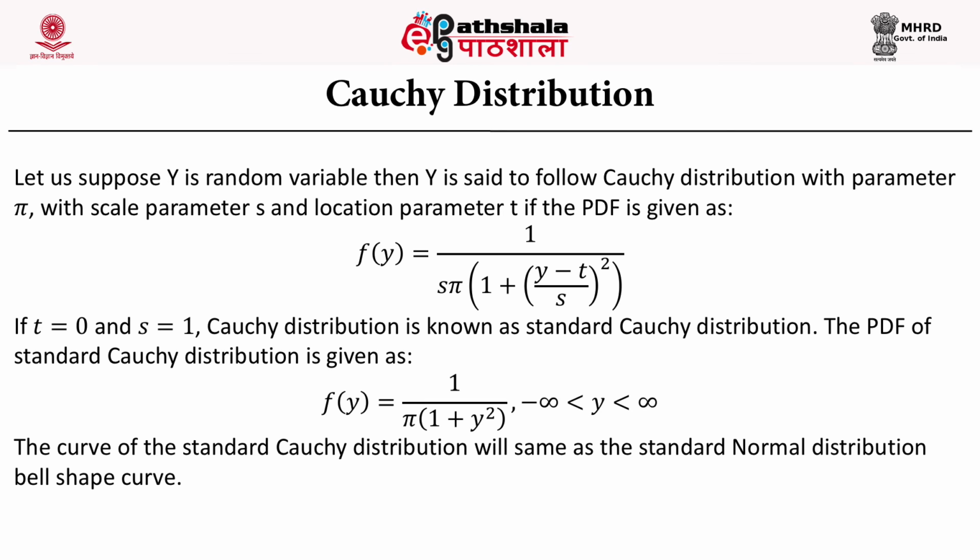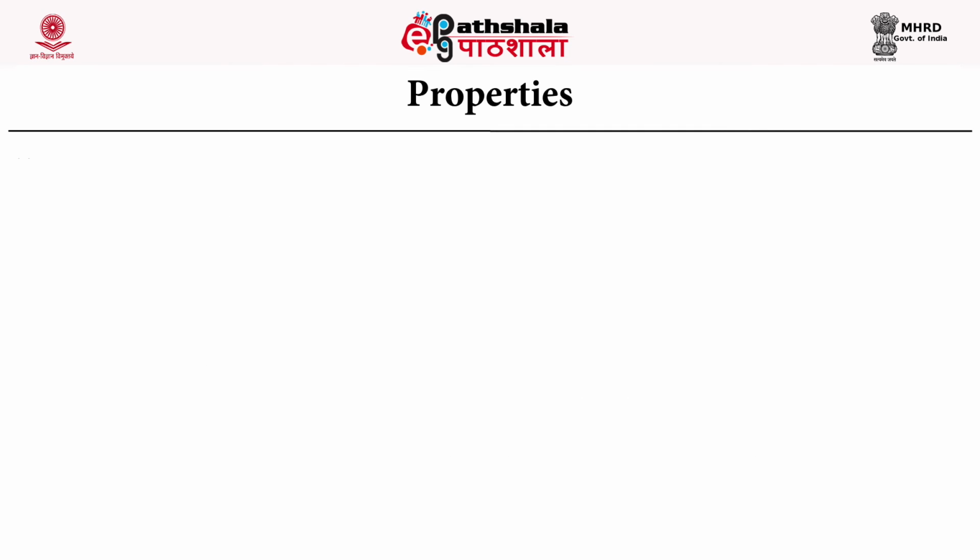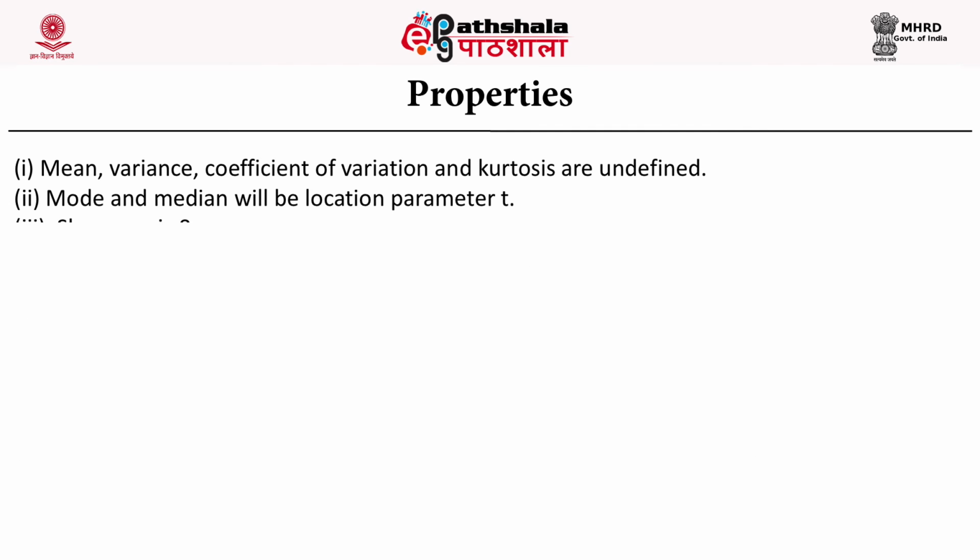The curve of the standard Cauchy distribution is similar to the standard normal distribution bell-shaped curve, but there are some properties of Cauchy distribution. Mean, variance, coefficient of variation, and kurtosis are undefined. Mode and median will be the location parameter t, and skewness is equal to 0.